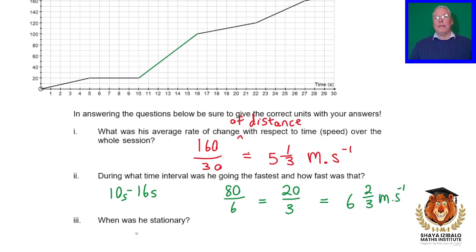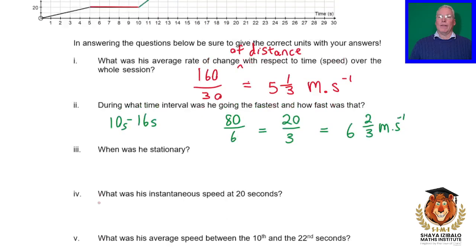Okay, when was he stationary? Well, when we're stationary, the distance is not changing while the time changes. So that was over here, from 5 seconds to 10 seconds.